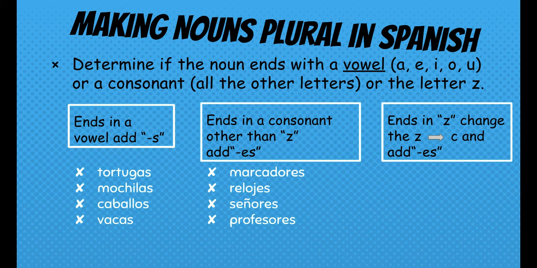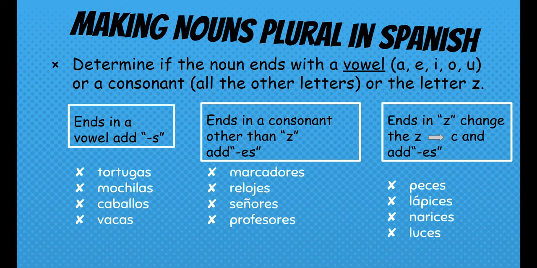Now, if a noun ends in the letter Z, what you need to do is change the Z at the end of the word to a letter C and add ES. For example, in the word pez, which is fish, you would change the Z to a C and add ES to make peces, more fish.